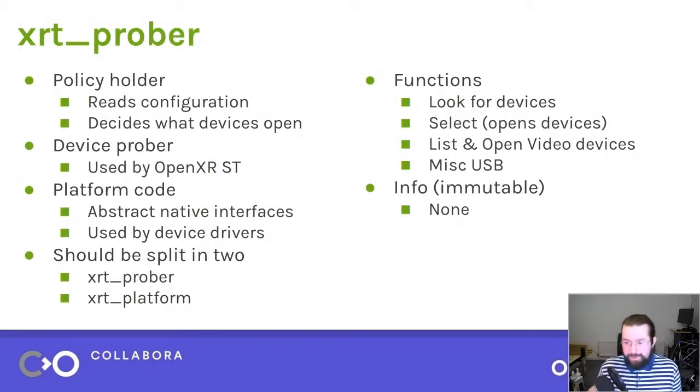Then we have the prober, and it's the thing where we dump all of the functionality that doesn't really fit into any of the other buckets. So it holds the policy, it probes all the devices that are on the system. It also abstracts away some of the OS things on how to talk to hardware. We probably should split it into two parts. We've been thinking about that for a while.